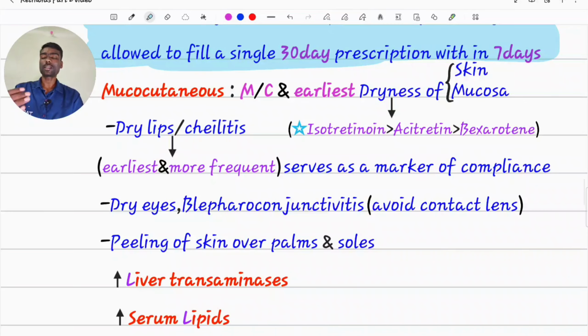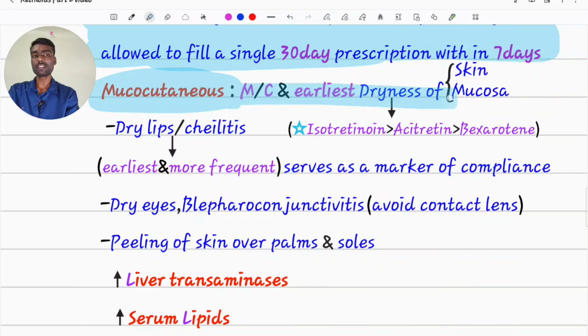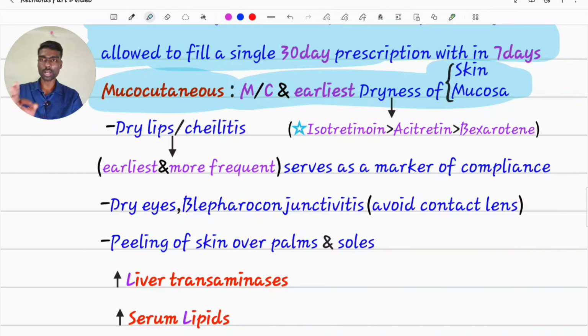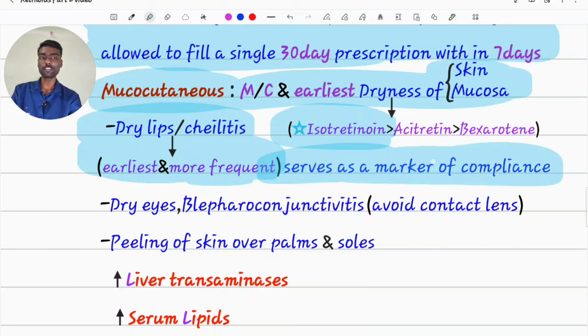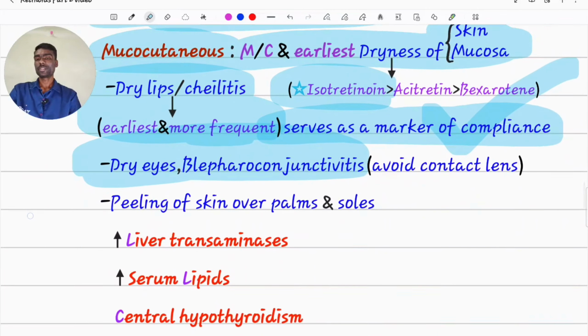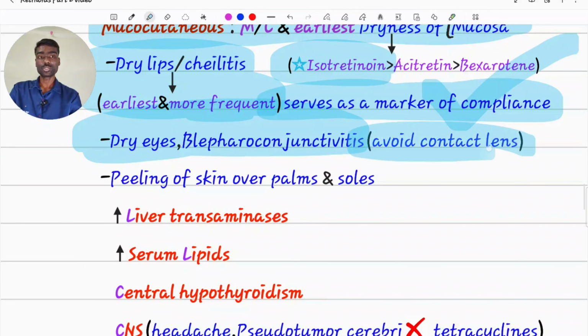Next, the rest of the side effects, which are dose related and reversible, are mainly dryness of skin and mucosa, which is the most common and earliest with Isotretinoin. Dry lips or cheilitis is the earliest and most frequent. It also serves as a marker of compliance. That means if a patient got dry lips, it indicates that he or she is taking tablets regularly and maintaining compliance. Dry eyes, blepharoconjunctivitis. Because of the side effect of dry eyes, patient should avoid contact lens.